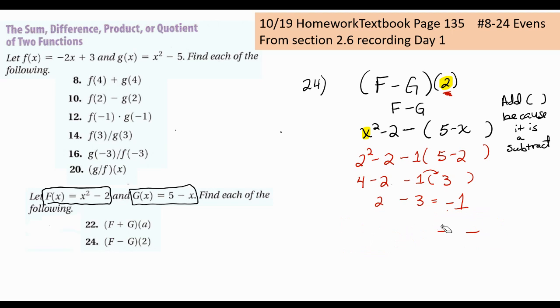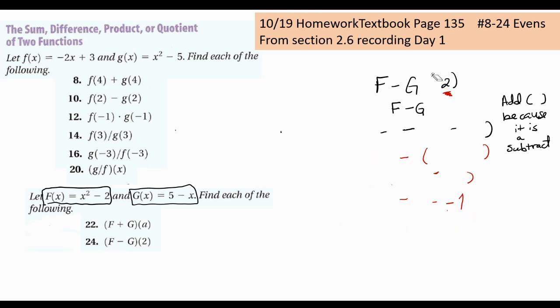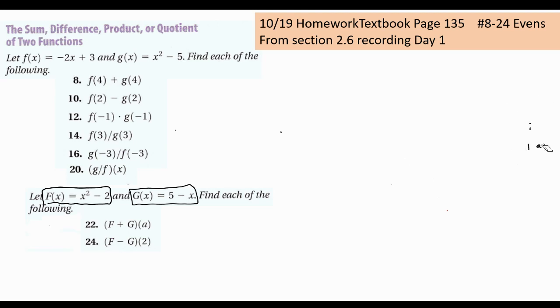Okay, if you could try 22 for me. So 22, you're supposed to plug in an A. Instead of a number, you're going to plug in A. That's all. Try number 22. So we're not plugging in a number this time, you're just plugging in a letter. So hit pause and try A, and then come back to the video.